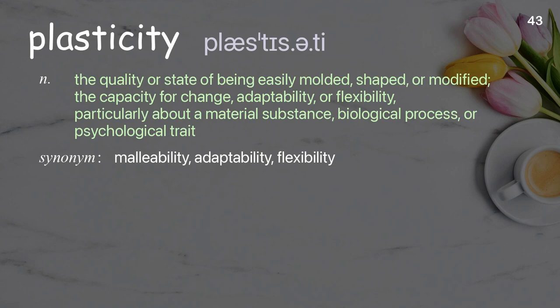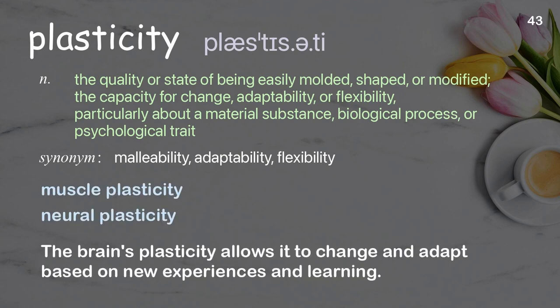Plasticity. The quality or state of being easily molded, shaped, or modified, the capacity for change, adaptability, or flexibility, particularly about a material substance, biological process, or psychological trait. Examples: muscle plasticity, neuroplasticity. The brain's plasticity allows it to change and adapt based on new experiences and learning.